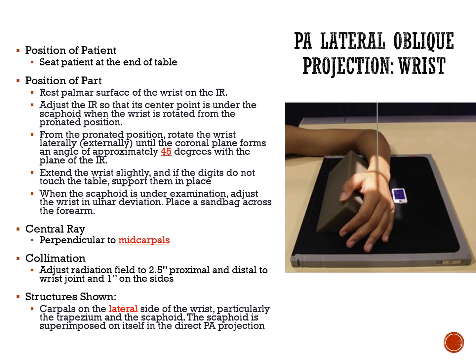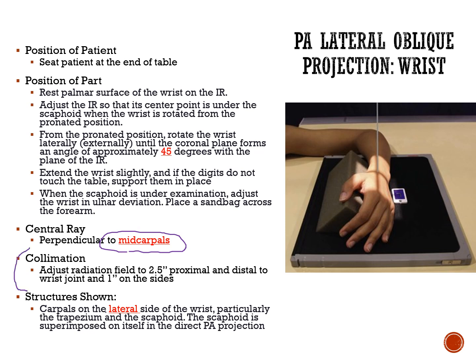If we're going to perform a PA lateral oblique projection of the wrist, we're going to rotate the wrist laterally from the PA projection 45 degrees. We're going to extend the wrist slightly, and it helps to use a sponge for this so the patient doesn't have to hold their wrist in position. If the scaphoid is under examination, adjust the wrist in ulnar deviation, and you can place a sandbag across the forearm. We're going to be perpendicular to the metacarpals, and as we talked about before, the collimation is going to be the same as it was for the PA.